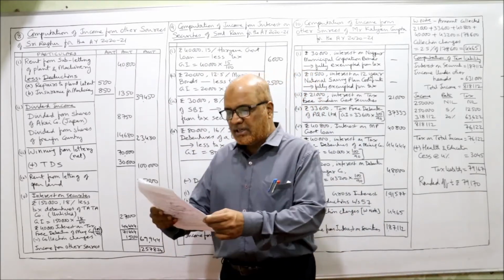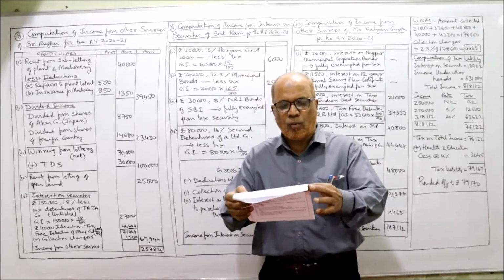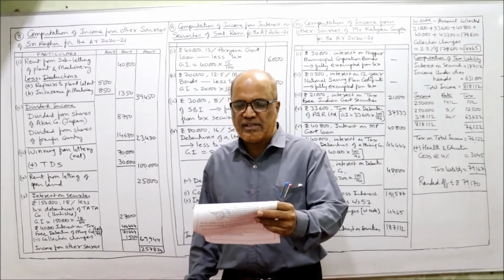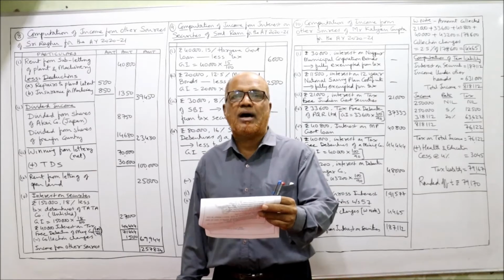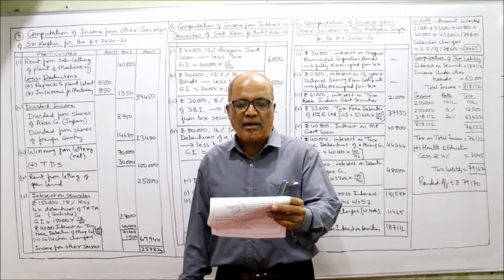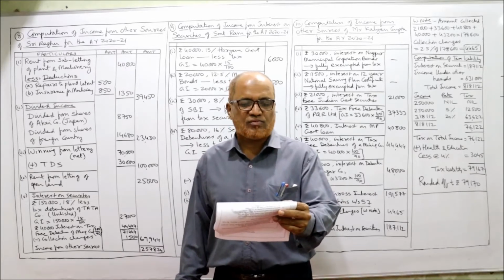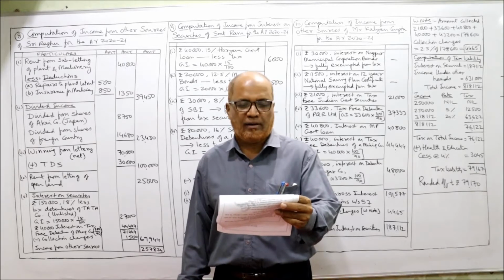Now 8th problem, see carefully. Sri Raghu furnished the following particulars of his income for the previous year ended 31st March 2020. Determine income chargeable under the head income from other sources for the current assessment year 2021.